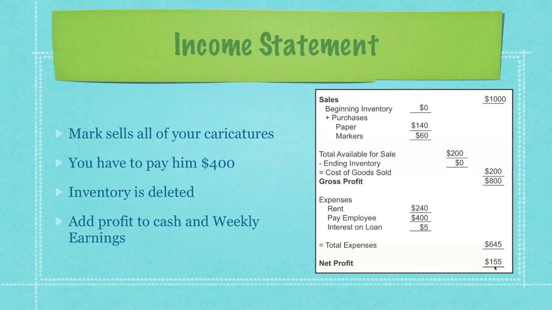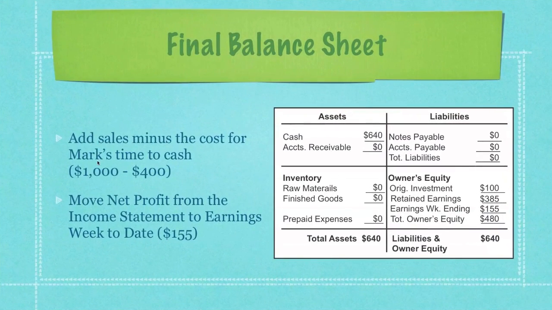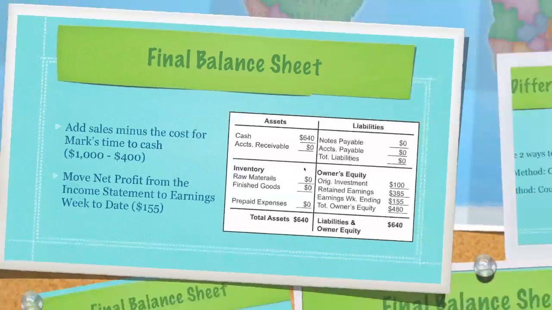You want to then add this profit to your cash as well as your earnings week to date, or your weekly earnings, on your balance sheet. And you can see here, add sales minus the cost for Mark's time to cash, which I did right here. And then you want to move your net profit amount from the previous income statement on the previous page of $155 over here to your earnings week ending. And whenever you add all of these numbers up, you will come to $640. Remember, balance sheet must always remain balanced.